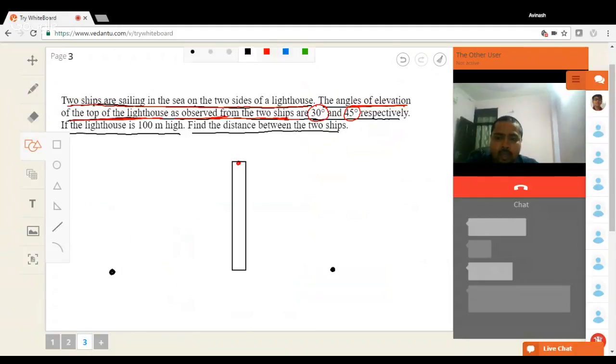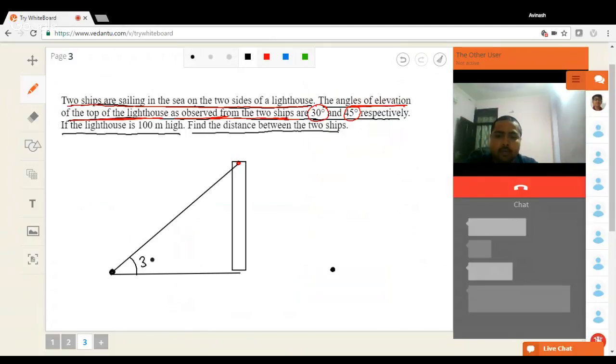So you can see I'm going to make an angle here. This is the angle of 30° I'm taking, and the other one we will consider as a 45° angle from the other ship. Now you can see when I'm making the angles, it's making a triangle. And it is 45°. We will give the name ABC to one triangle and ABD to the other triangle.